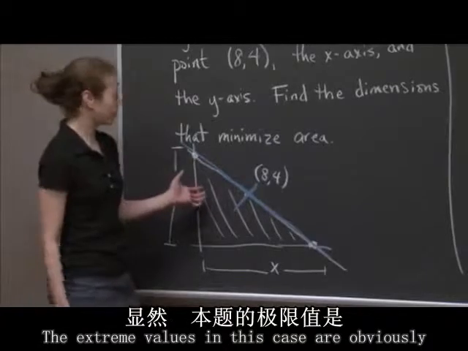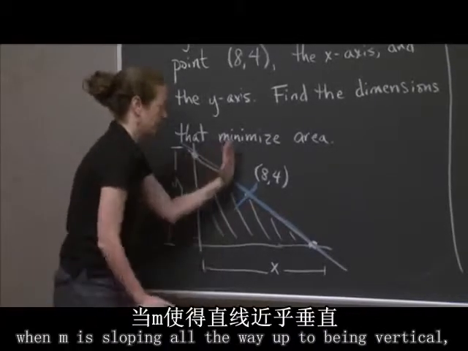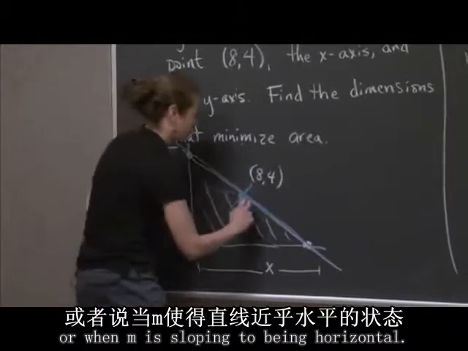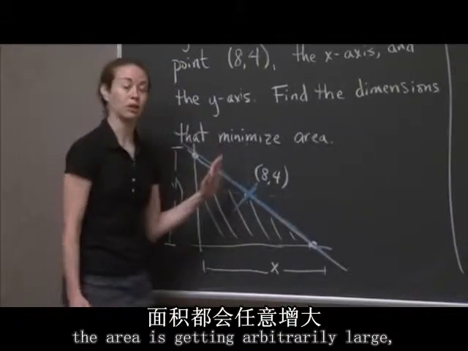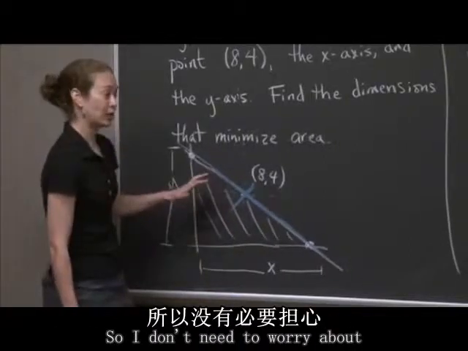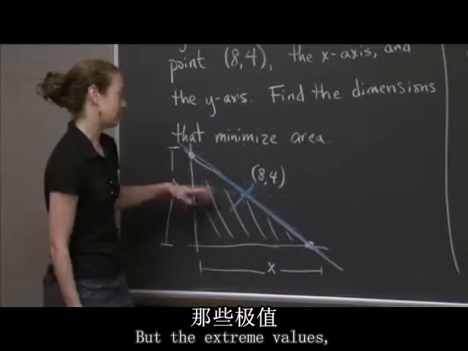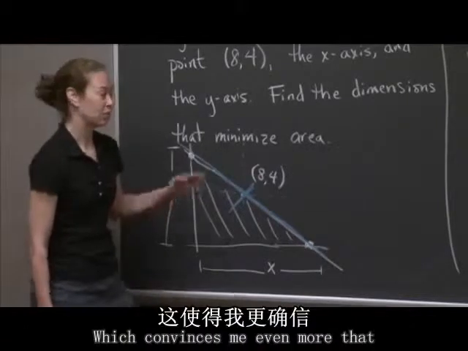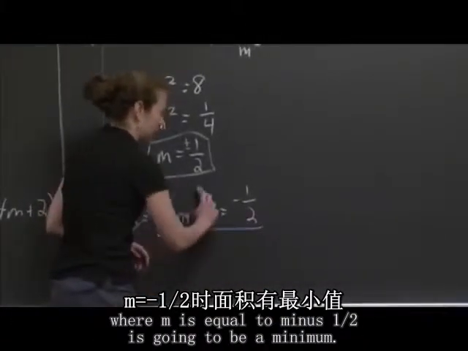The extreme values in this case are obviously when m is sloping all the way up to being vertical, or when m is sloping to being horizontal. And in both of those cases, you notice that the area is getting arbitrarily large. It's headed towards infinity in both cases. So I don't need to worry about looking at the extreme values. There aren't endpoints really in this case. But the areas are both going to positive infinity, which convinces me even more that where m is equal to minus 1/2 is going to be a minimum.